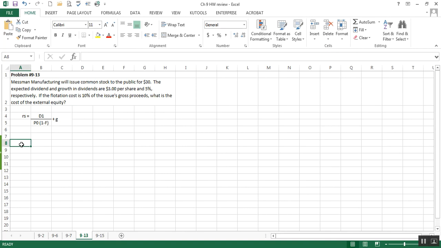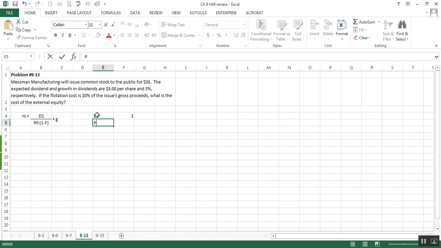Using the dividend growth model, we would look at the formula: the rate, which is the cost of equity, equals D1 divided by the current price times 1 minus the flotation costs, plus the growth rate. D1 is the expected dividend, not the current dividend. So in this situation, let's write down the information. D1 equals $3 is what we're expected to pay.